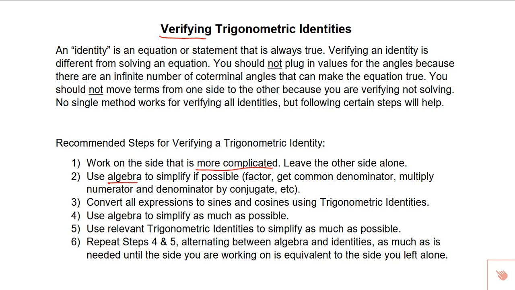And by algebra, I mean you can factor, you can get common denominators, you can multiply by conjugate, whatever it takes to simplify. Once you've done as much algebra as you can, you should move on to trigonometric identities to convert everything in terms of sine and cosine. And then you go back to algebra for simplifying, and then back to the identities, and you alternate between algebra and identities as much as you need to until the side that you are working on is equivalent to the side you left alone.